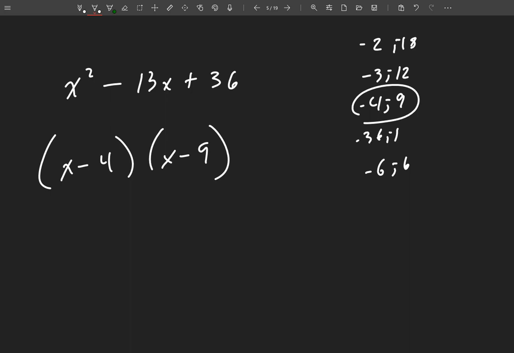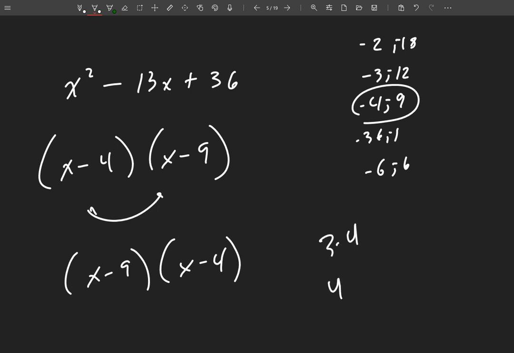Okay. It's also worth noting that it doesn't matter what order you write these in, right? I could have written x minus 9 and x minus 4. That's perfectly valid too. So if you're watching the video and you're getting them backwards from me, please know that it's totally fine. There's nothing wrong with writing those backwards because, you think about it, 3 times 4 is 12 and 4 times 3 is 12. It doesn't matter what order you multiply things in. It's called the commutative property, right? Does not matter.